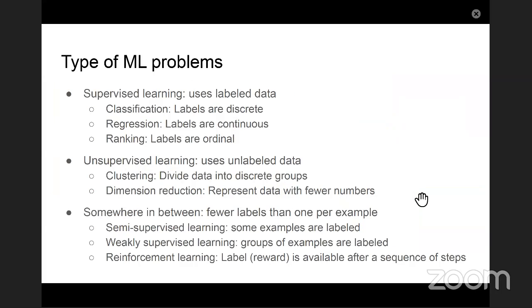Okay. So types of machine learning problems in a nutshell. Looks like some chat questions have piled up. Most of these are explanations. Great.